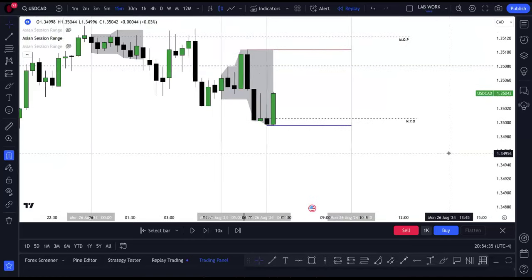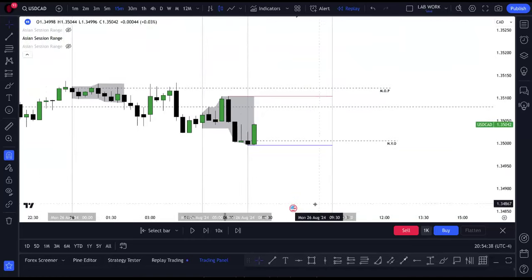Don't chase price. Let it do something first. Your best opportunity to take trades is when it's knocking other people out of trades. Don't let that go over your head. Your best opportunity to take trades is when it's stopping other people out of their trades.